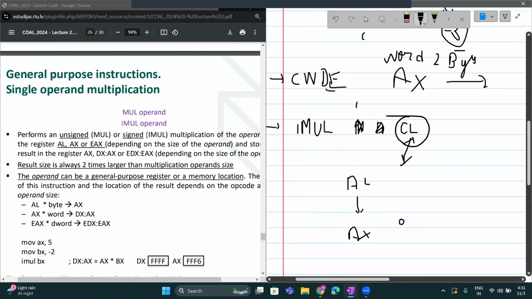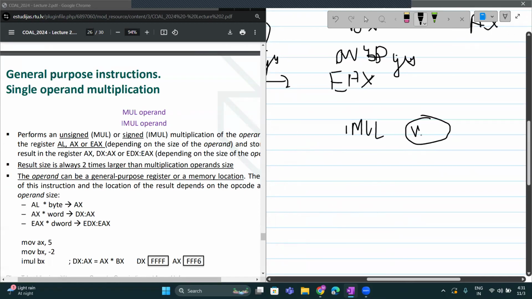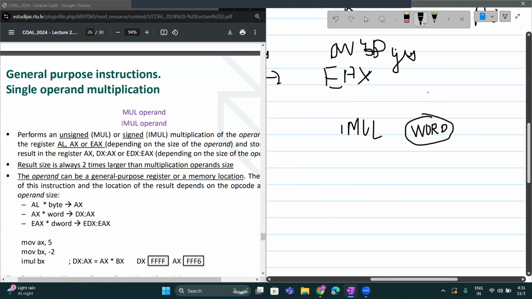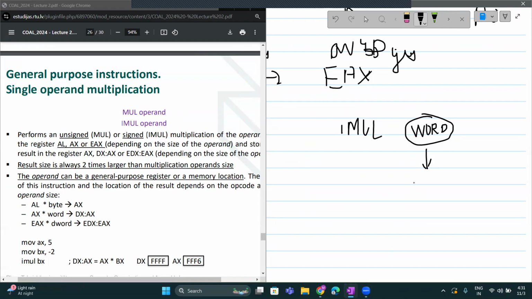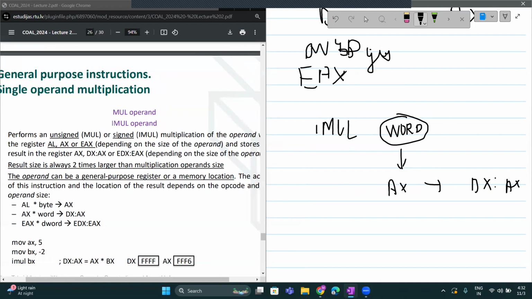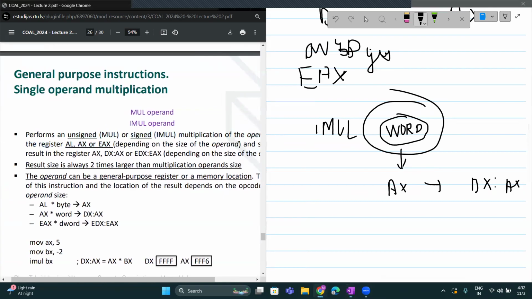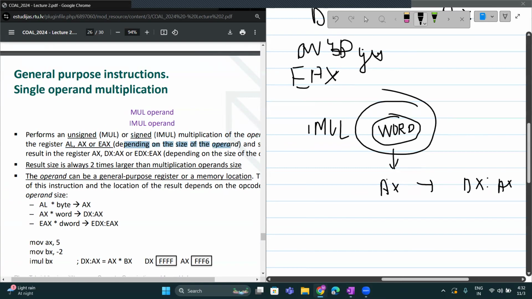So if this will be an IMUL, and there is a word, which is 2 bytes, it will multiply this 2 bytes with 2 bytes, which is AX, and save it into double the size, which is DX comma AX. So you can see here, it performs a multiplication of the operand with the register AL, AX, or EAX, depending on the size of the operand. So this size will be the same for both of these things.